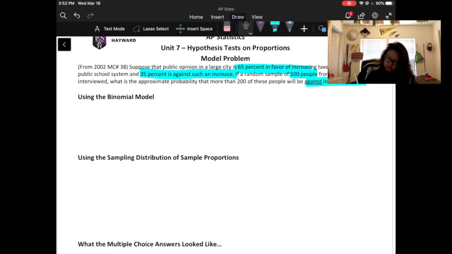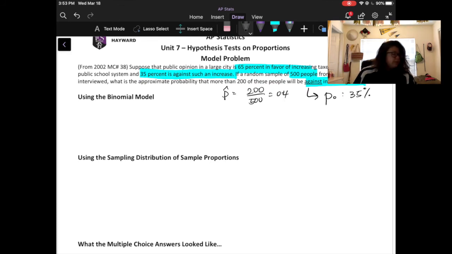So in this case, we're looking at people that are against increasing taxes. That means our p naught, what we're claiming, is going to be 35%. Okay. Our p hat is going to be 200 over 500. Okay. And we're going to figure that out. This is going to be 0.4.